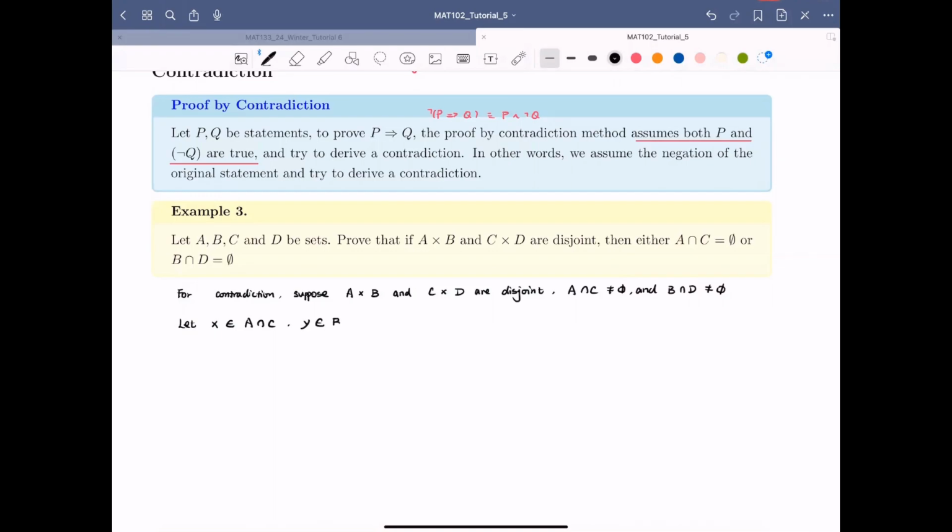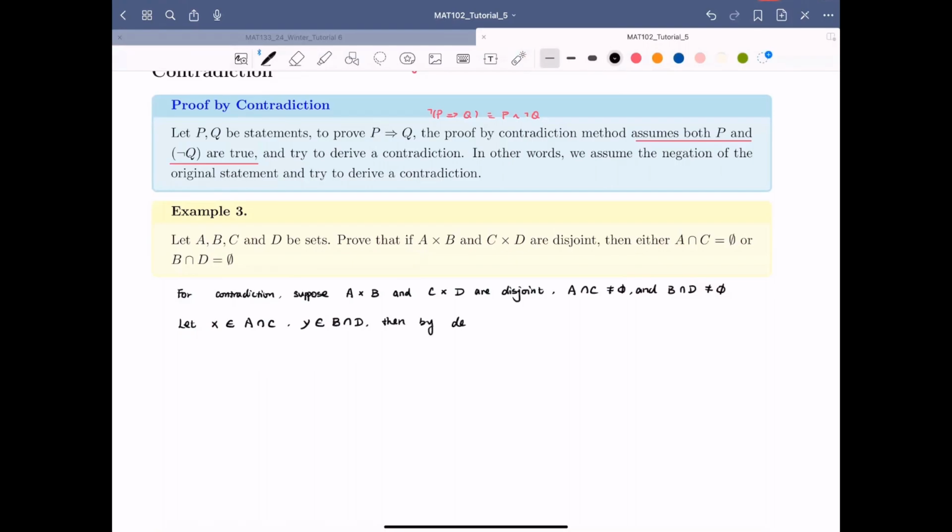Y is another element that's inside this intersection, right? Because they're not empty, I know something must be in there, and let X be an element that's in there, Y be an element that's in another thing. By the way, you cannot use X again here, because we do not know if X is involved. So you have to pick a different element.